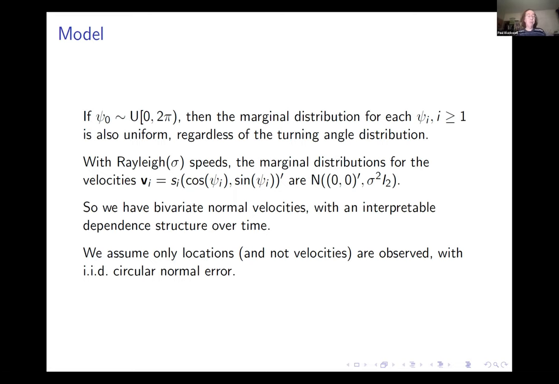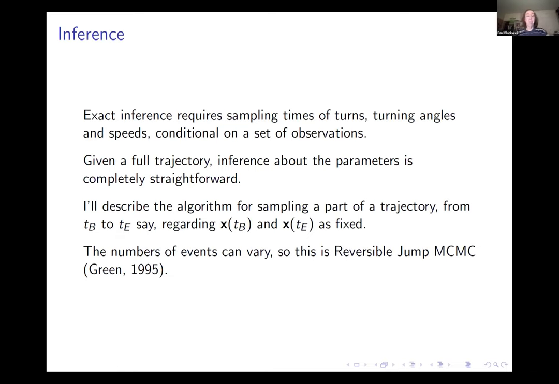So how do we do inference for models of that sort? Well, the challenging part is not the parameter inference, which is straightforward, but the reconstruction of the actual trajectory. Where did these turns take place? What were the turning angles? What were the speeds? So I'll talk a bit about that aspect of an algorithm for exact inference for these models. Because the number of these events where changes in velocity take place is varying, we need a reversible jump MCMC algorithm.